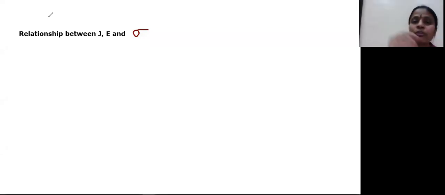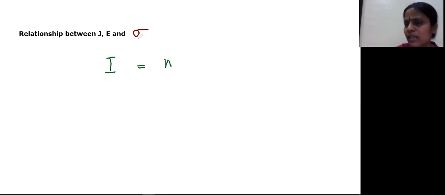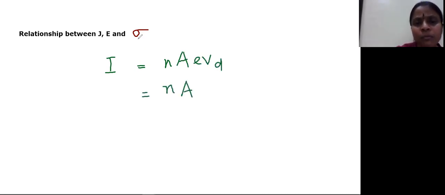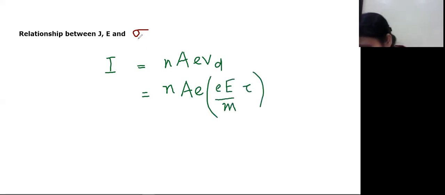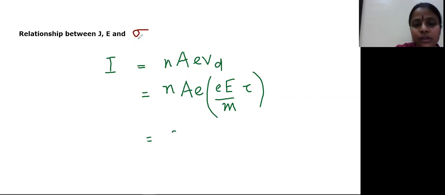So I'm going to go back and proceed with my I. What is the relationship between I and VD? Let us take this as a quick recap of what we did in the class. So this is I equals N A e VD. Now what did we write VD as? Anybody, can you pause and remember what we wrote VD as? Magnitude. Please understand we are writing only magnitude. It is eE by m into tau. That is what is going to be my drift velocity. So this becomes N A e square E tau upon m.